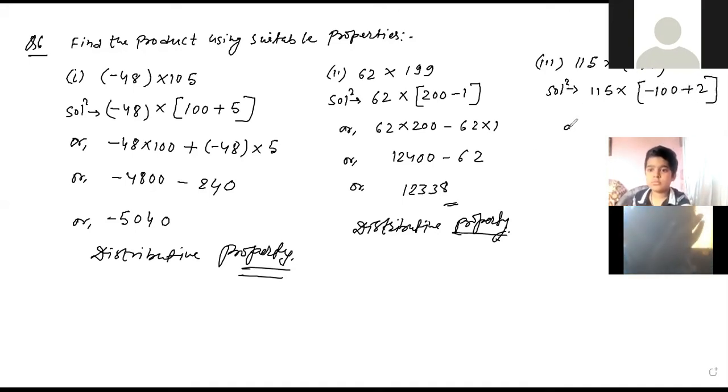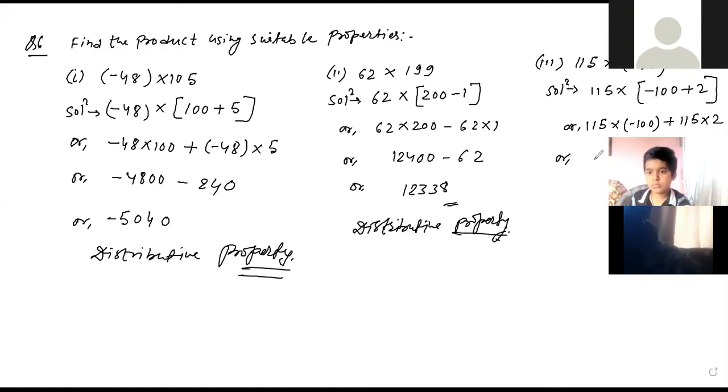So we have to use common sense also. This became minus 100 plus 2, so this became minus 115 into 100 plus 115 into 2. Again, this is what? This two. Understood? Any doubt?